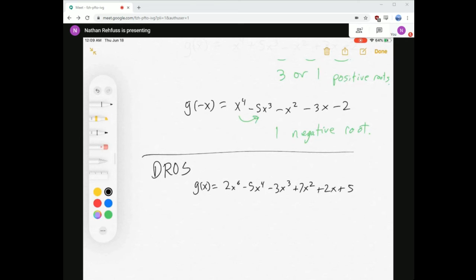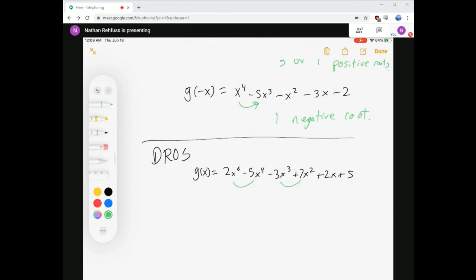And unpause. How many sign changes did you find? Positive to negative, negative to positive. That's it. So either 2 or 0 positive roots. Now let's make g of negative x.